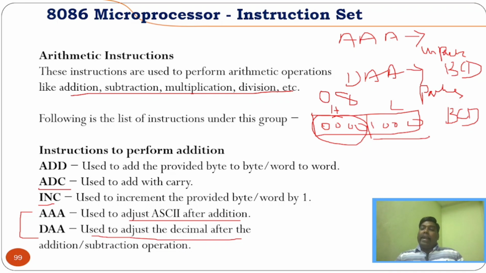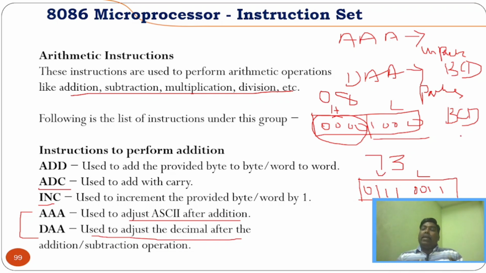And what is meant by packed BCD? Packed BCD is where both the nibbles will be filled. Say for example, if you're going to represent 73, how will you represent 73? You will represent 7 as 0, 1, 1, 1, and 3 will be represented as 0, 0, 1, 1. So now the lower nibble as well as the upper nibble both are filled. This is called packed BCD.